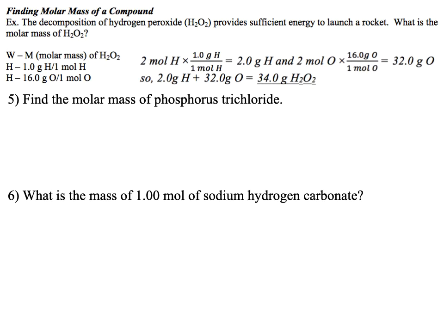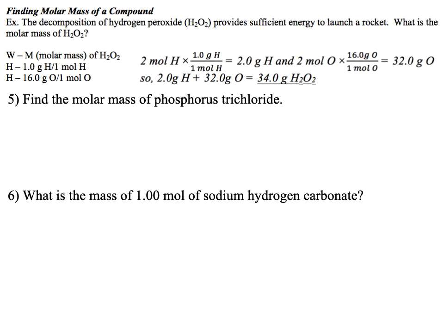So in the formula H2O2, I have 2 moles of H. So I multiply that by 1 gram per 1 mole. That gives me 2 grams of H. I then do 2 moles of O times 16.0 grams of O per mole, which gives me 32.0 grams of O. And then when I take the total, my 2.0 plus 32.0, it gives me a total mass of 34.0 grams of H2O2.